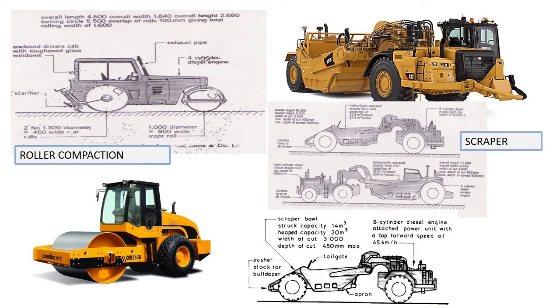Next, we have the roller compactor. There are many types depending on the type of soil and the capacity of the machine. The types of roller compactor that we have are smooth wheel roller, pneumatic wheel roller, sheep foot roller, vibrating roller, and tamping roller.